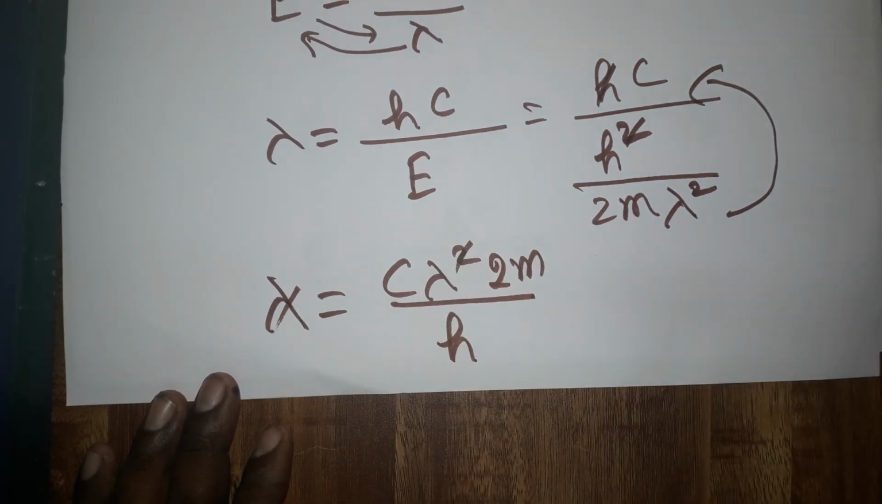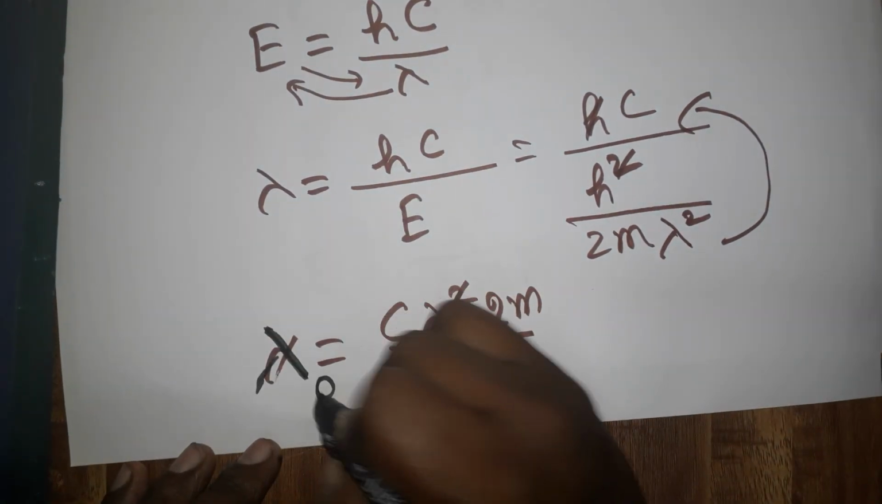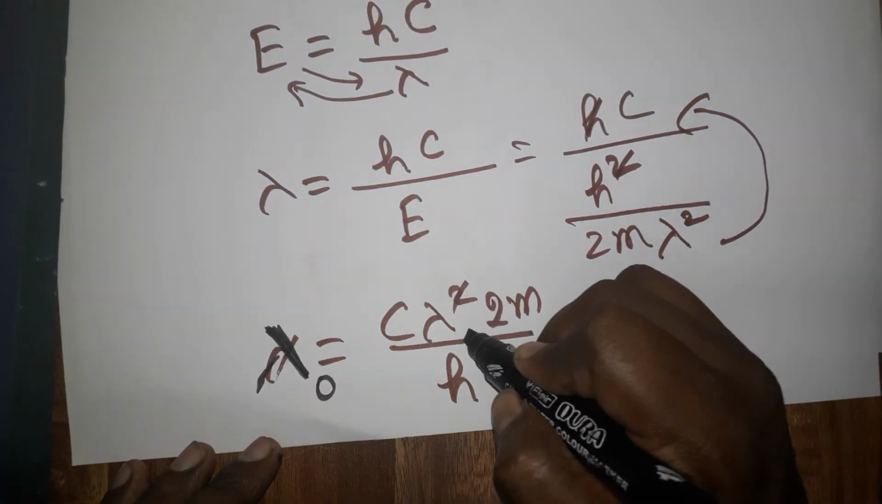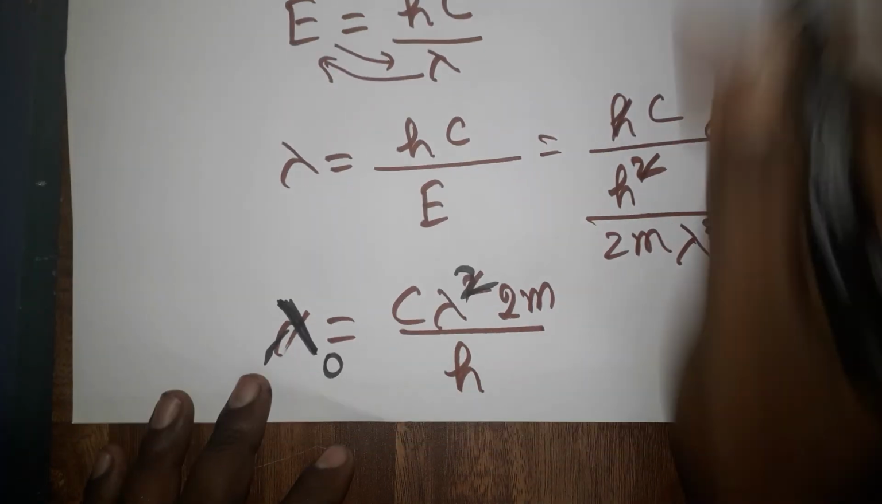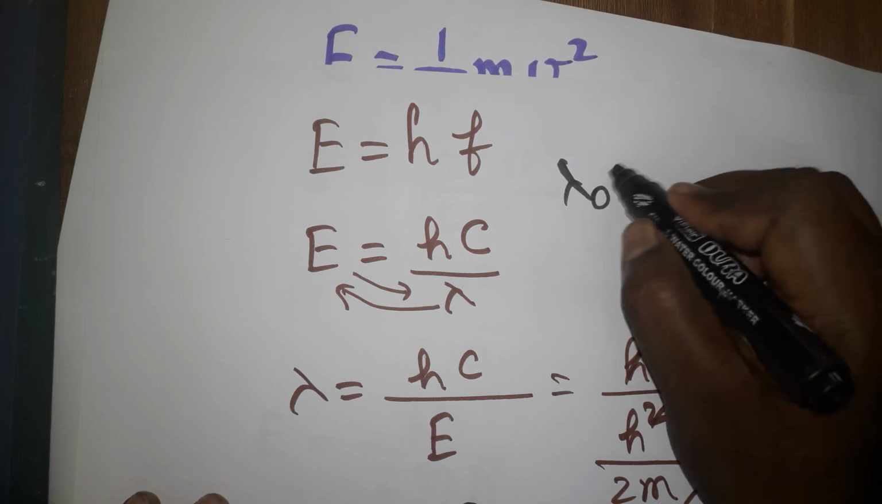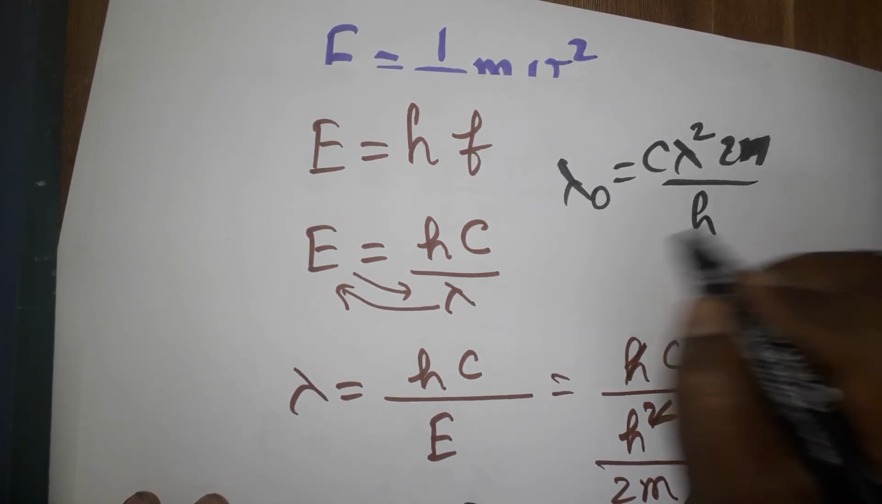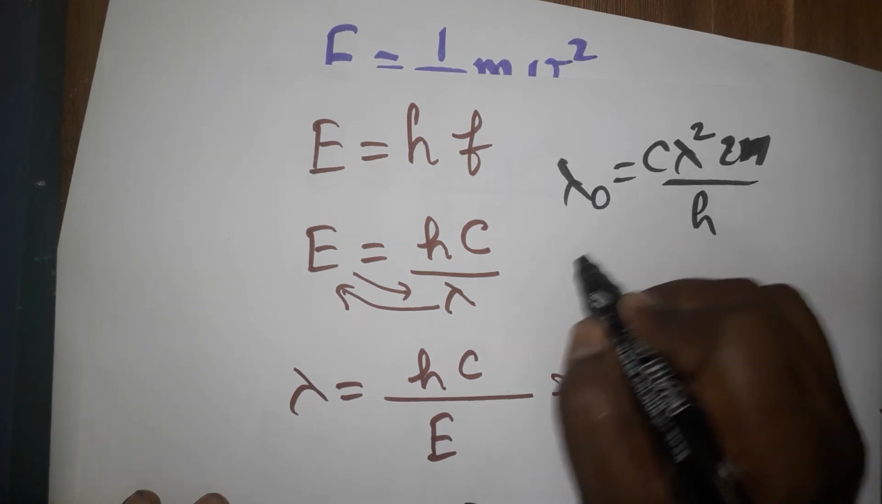Sorry, don't cancel this value. This is called the threshold wavelength, and this is the wavelength which is going to be incident. They asked for the wavelength in relation to the wavelength, so it is the threshold incident wavelength. So lambda is going to be c lambda square 2m divided by h. This is the minimum wavelength required to emit the electron from the metal surface.